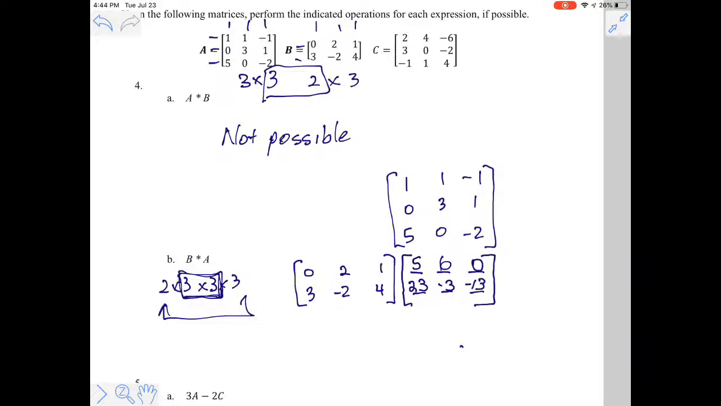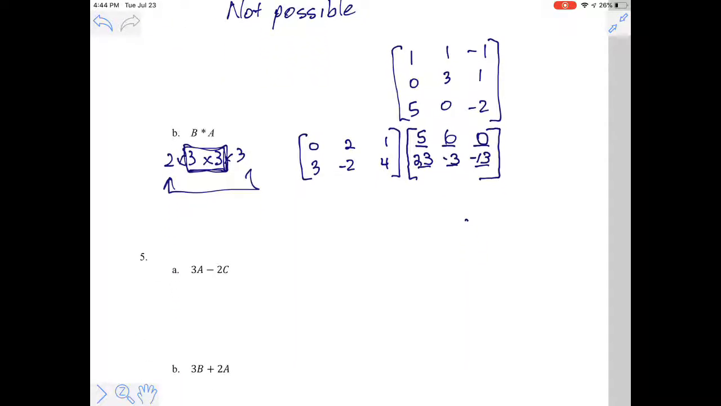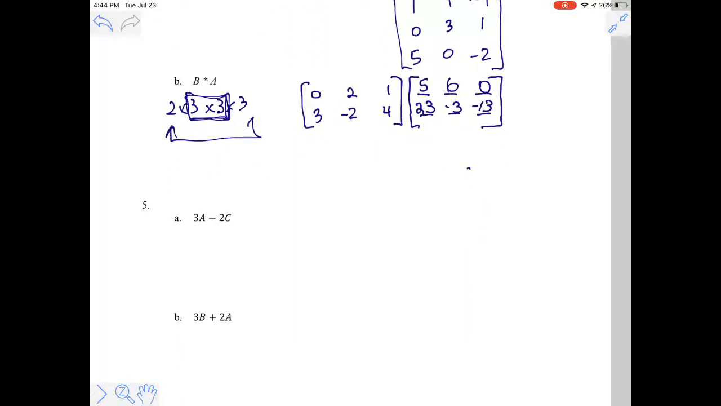So -13. So 5, 6, 0, and 23, -3, -13. Okay, pretty good, 5 out of 6. I love it, right? Math is true. And I think on number 5, one of them didn't work.